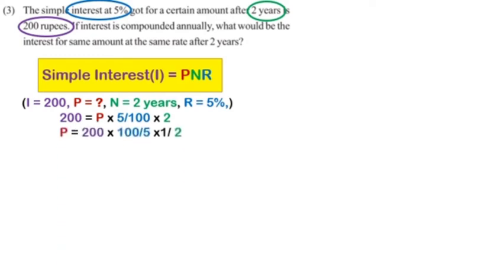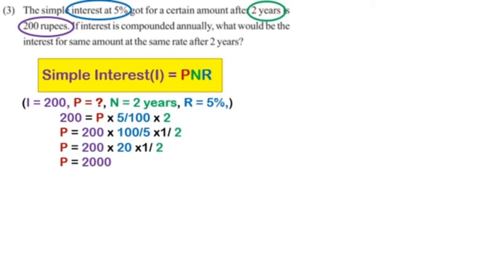So I is equal to PNR, that is 200 is equal to P into 5 by 100 into 2. So we have to find P. P മാത്രം ഫൈൻഡ് ചെയ്യണം. അപ്പോൾ 5 by 100 into 2 നമുക്ക് ലെഫ്റ്റ് സൈഡിലേക്ക് പോകും. അപ്പോൾ എന്ത് വരും? P is equal to 200 into 100 divided by 5 into 1 by 2. That is P is equal to 200 into 100 by 5, which is 20, into 1 by 2.